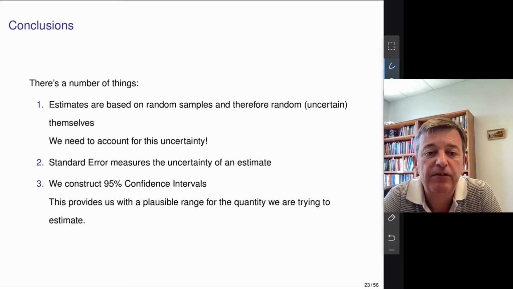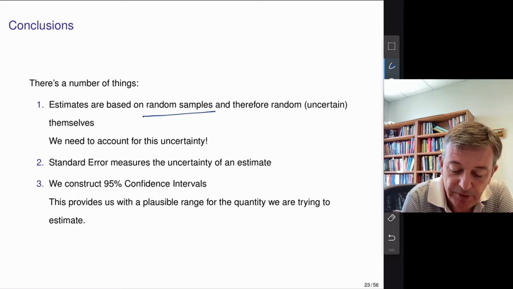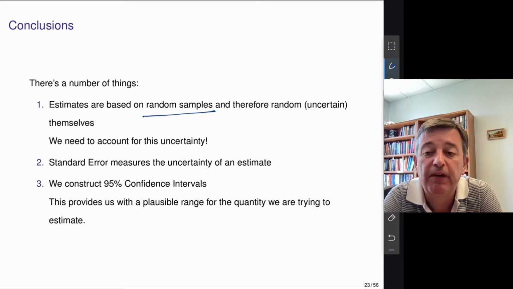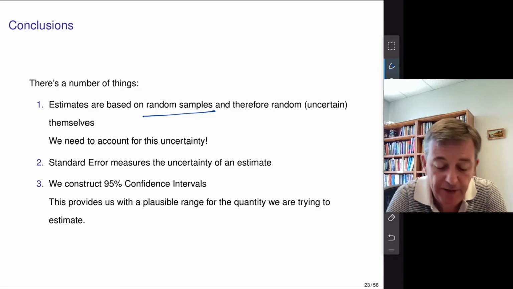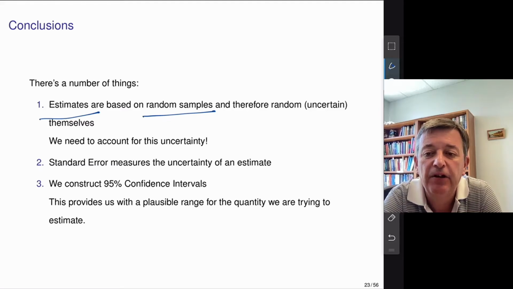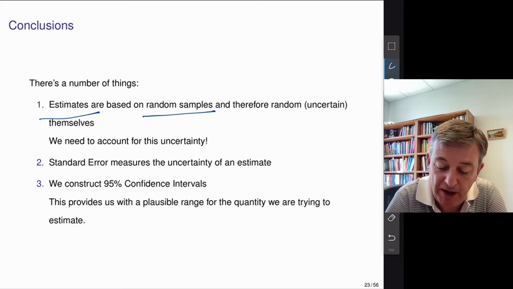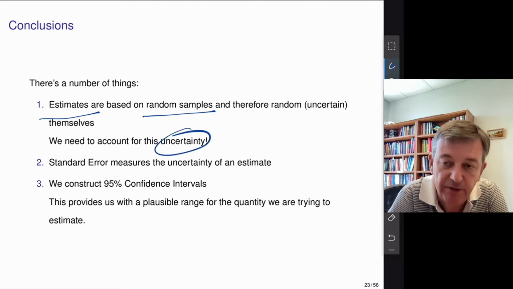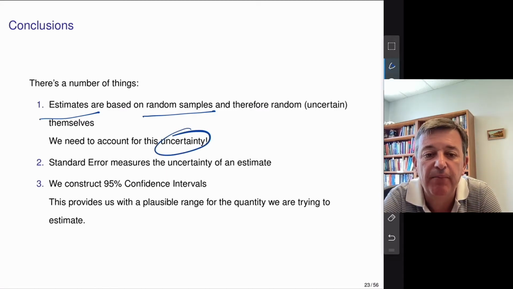There's a number of things. A lot of statistical theory is to take random samples of random variables, and then to calculate estimates like x bar or p hat, or maybe a difference in x bars, x1 bar minus x2 bar, or p1 hat minus p2 hat. These things are random themselves. Need to work out the variability of x bar, the variability of p hat.